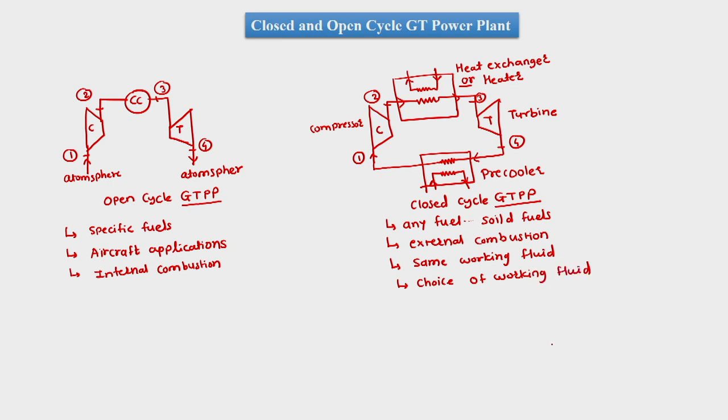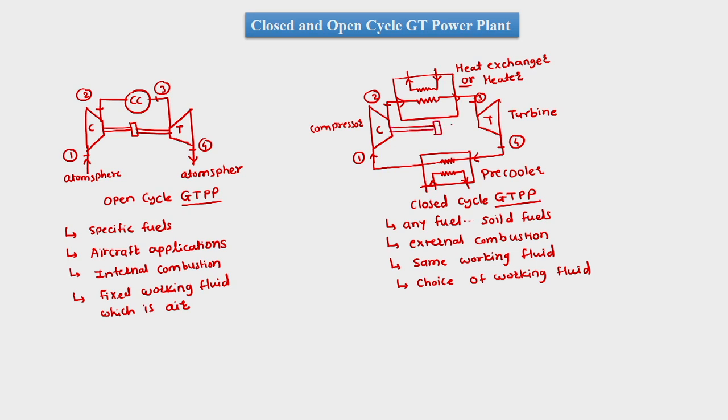In case of a closed cycle gas turbine power plant, however, in case of an open cycle gas turbine power plant, we have a fixed working fluid, and that is air. Here we can choose the arrangement for the particular usage of a fuel.